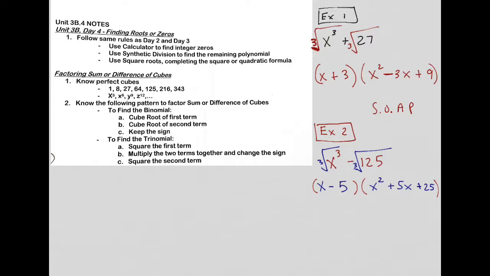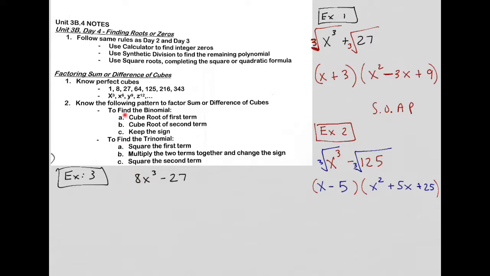This isn't that hard, especially since you have your notes. I mean, it should essentially tell you exactly how to do this stuff. Let's do one more example before we go to the other sheet. So we'll do example 3. We'll do it a little bit different. We got 8x cubed minus 27. So the difference here is we have a number out in front.